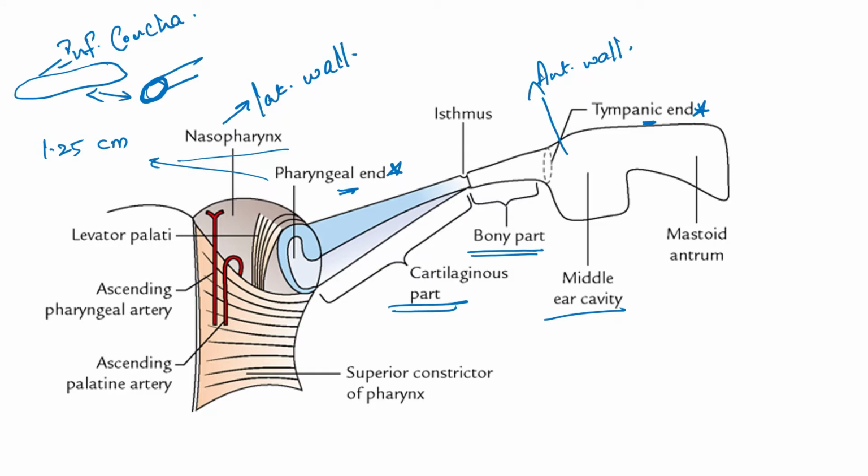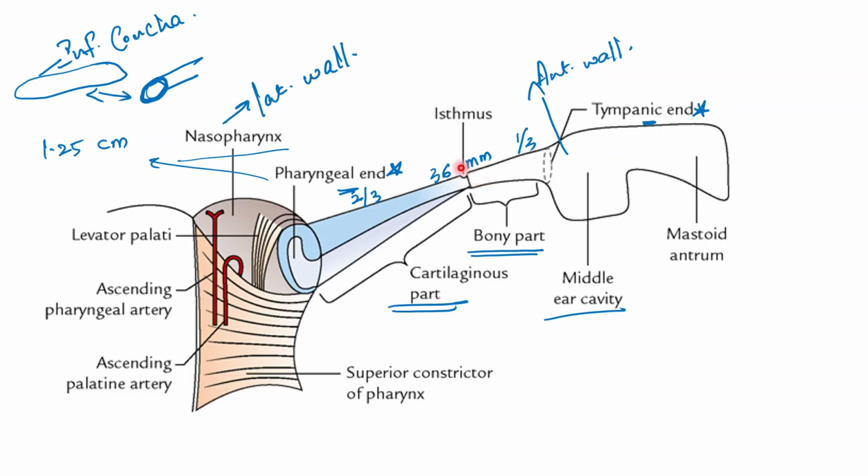The entire length of the auditory tube is about 36 mm. Out of this entire length, the bony part forms the lateral 1/3 and the cartilaginous part makes up the medial 2/3 of its length. The bony part begins from the tympanic end of the tube and reaches up till the isthmus. From the isthmus begins the cartilaginous part. This cartilaginous part ends at the nasopharynx, making up its pharyngeal end.